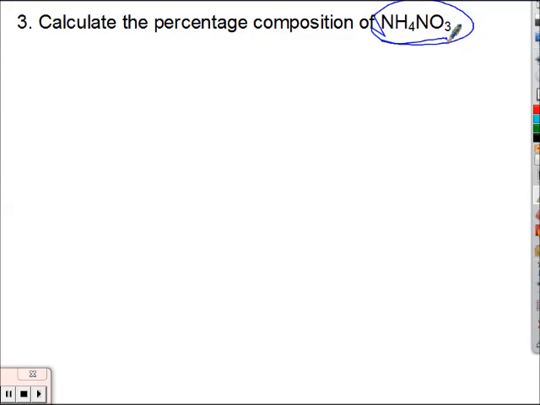So in summary, if we're trying to calculate the percent composition, we're just asking you to find the mass percentage of each element in a compound. Use the periodic table to get the molar mass of the total, and then divide each atom by the total.